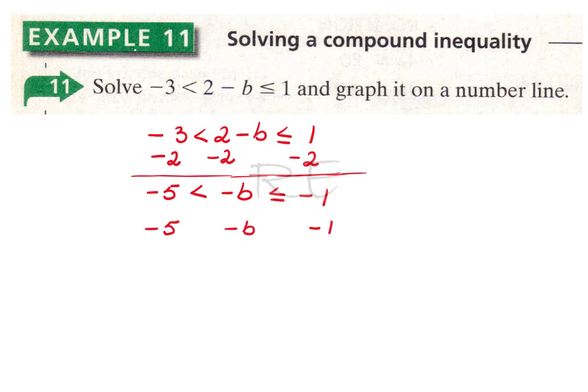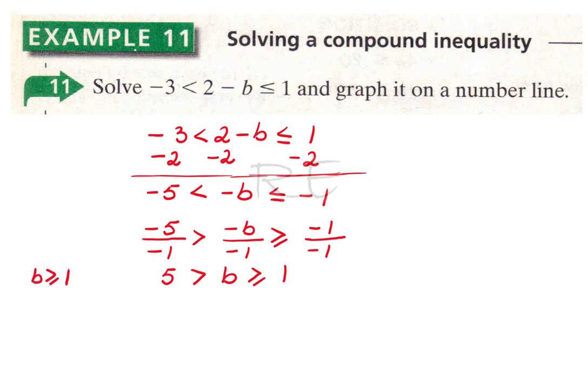Now we're going to divide all three sides by -1. And after we do, we have to switch the inequality symbol. We have to reverse it. We get 5 greater than b greater than or equal to +1.